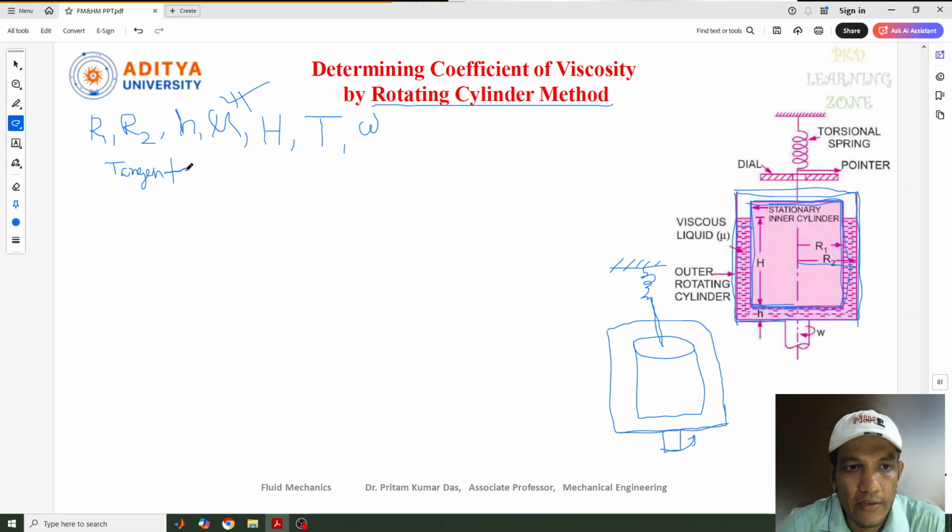So we can write the tangential speed of the outer cylinder is nothing but, we can just write at what speed it is rotating with respect to its radius. So the radius of the outer cylinder is R2. So we can write R2 here.